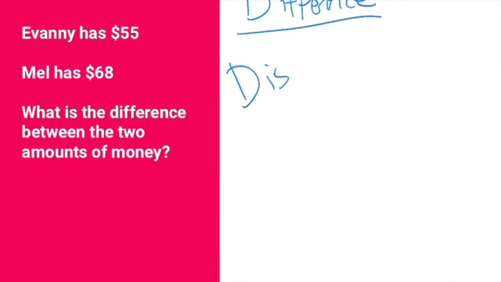Yes. Evanny has $55. Mel has $68. What is the difference between the two amounts of money? Okay, let's figure out the difference between 55 and 68 by figuring out the distance. So we want to figure out the difference, which is also the distance.